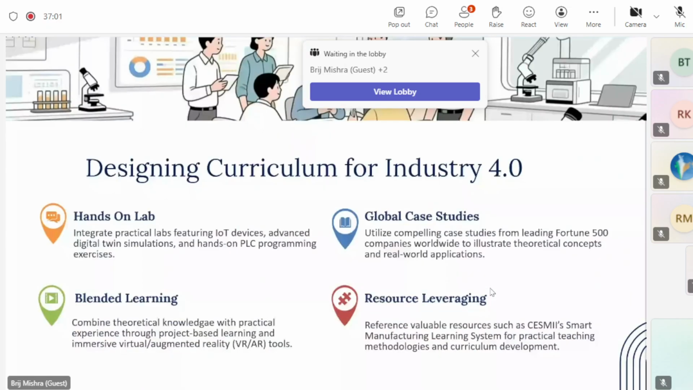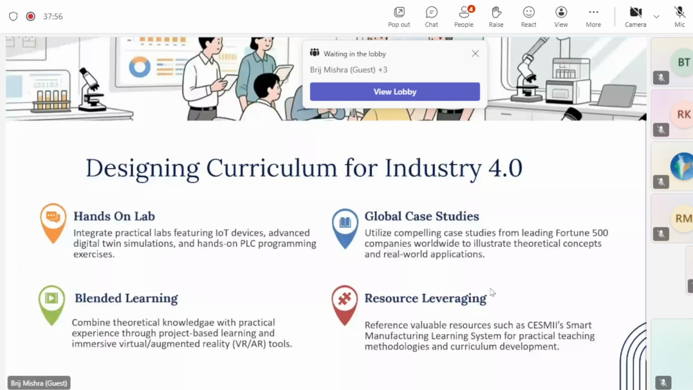Okay, so let me try to wind up the whole discussion, how academia can play its role. So obviously we have to create hands-on labs in our institute, which will integrate practical labs featuring IoT devices, advanced digital twin simulations, and hands-on PLC programming exercises, all these things. So a proper lab can be set up. Global case studies we discussed, we should give to the students. Then we have to ensure that they are able to access a blended learning platform. Faculties also should be provided training and learning, and at the same time they are getting learning and training from the virtual or augmented mode.